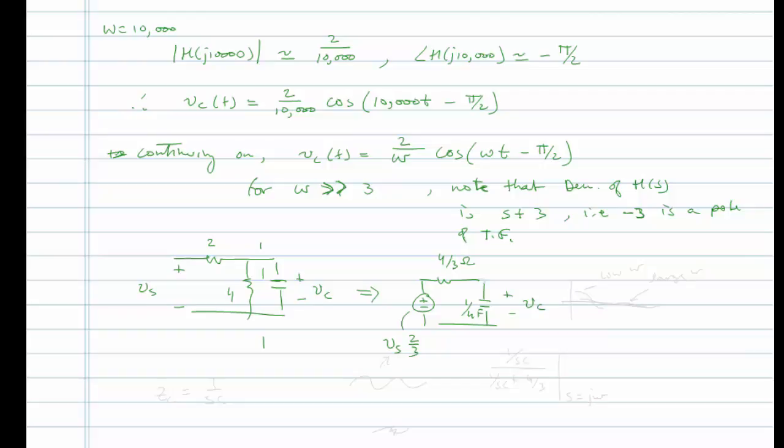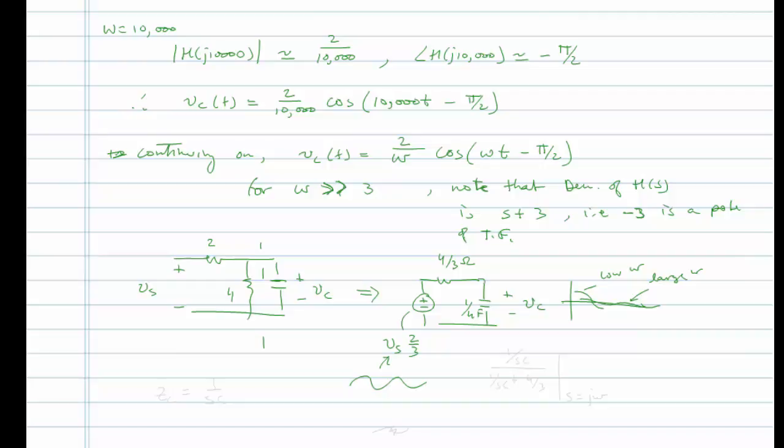As I drive this with some sinusoidal cosine omega t, I find that for low frequencies, the output Vc is essentially the same magnitude as the input. It's 2/3 times whatever the amplitude is at the input. But as you go to higher and higher frequencies, this output will attenuate. So initially I've got something that looks like this, and then later on I've got something that looks like this. This is for low omega, and this one is for large omega.